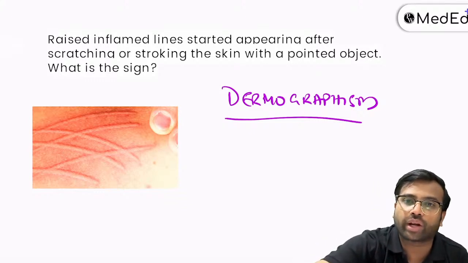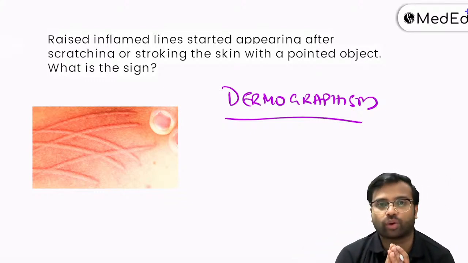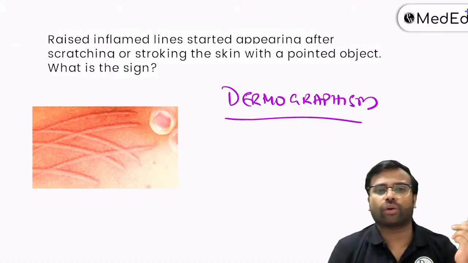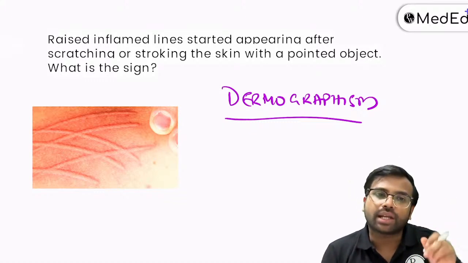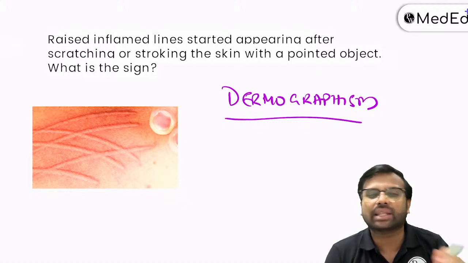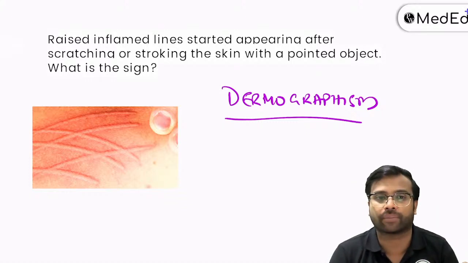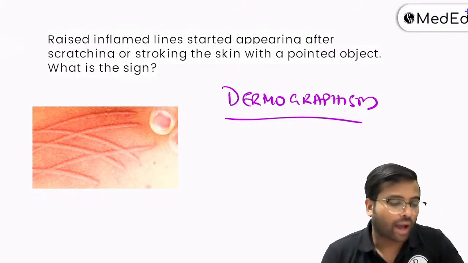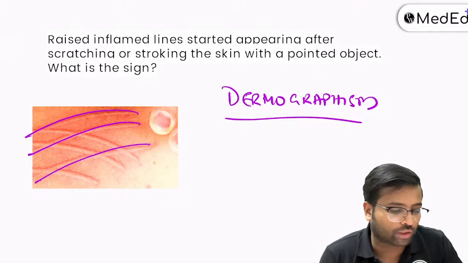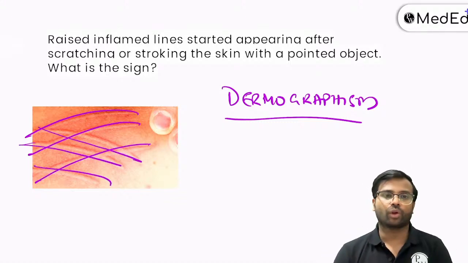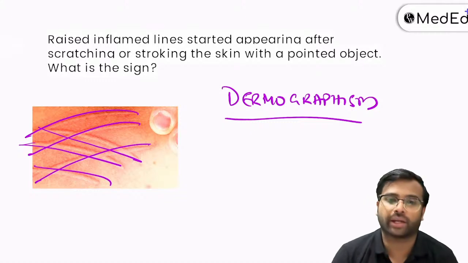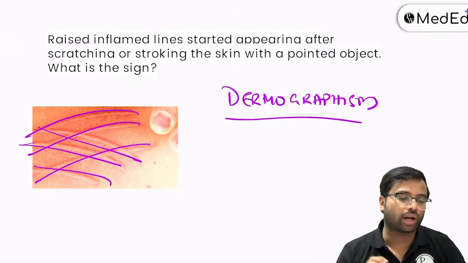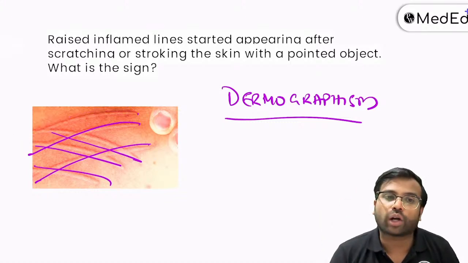Now what is dermographism? Let us try to understand. After scratching or stroking with pointed objects, the patient may develop inflamed lines in the same pattern in which you have stroked over the skin. If I'm taking this same pen, I use my pen to stroke over the patient in this manner. I have stroked over the skin in this manner. Now after stroking over the skin, what has happened? I just wait for a couple of minutes. After a couple of minutes, what do I get to see?